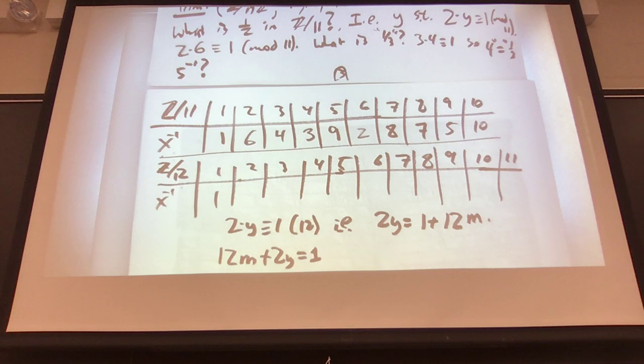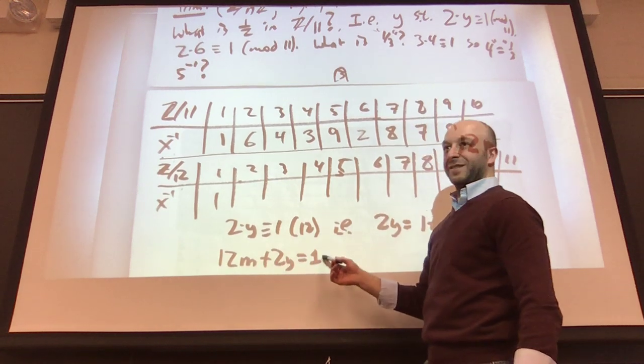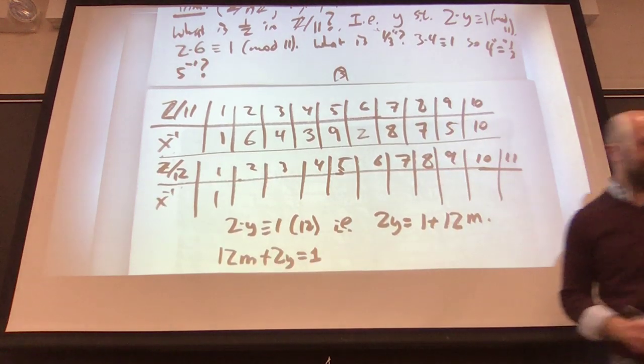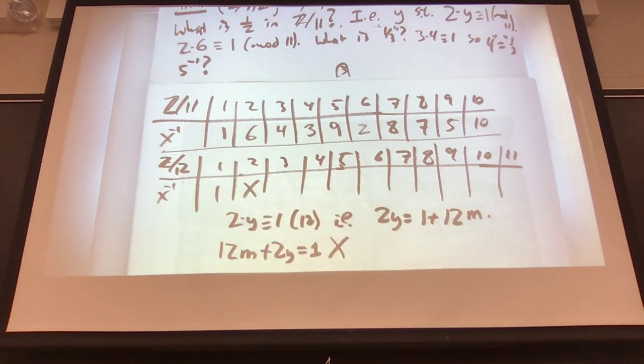which is exactly what the Euclidean algorithm is supposed to help us do. And you see plainly that these two are even. Can't get 1, so this has no solutions. 2 has no inverse mod 12. How about 3? Also no inverse.